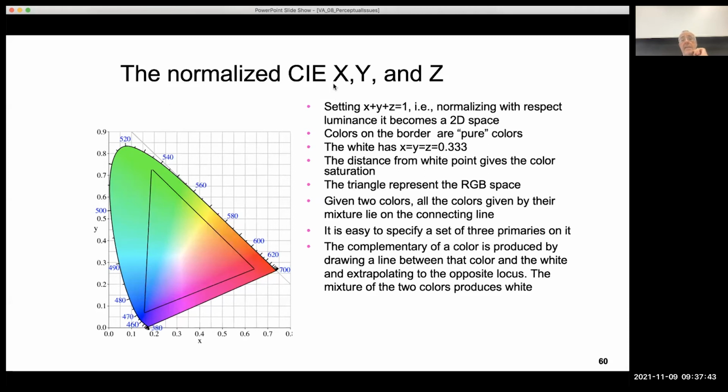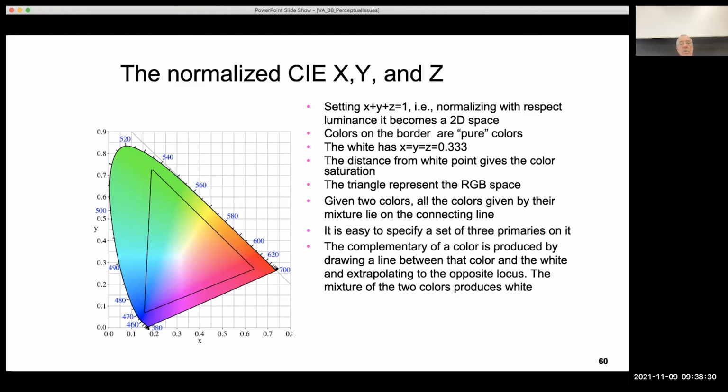They defined what is a very commonly used color space. It is a normalized X, Y, and Z color space. Normalized in the sense that the luminance is constant. X plus Y plus Z is equal to 1. So you can put them on a bidimensional plane. And this is a very nice space because it has very interesting properties. The border is pure colors. This is green, yellow, red, blue. The white is exactly in the middle, one third of X, Y, and Z. This is white.